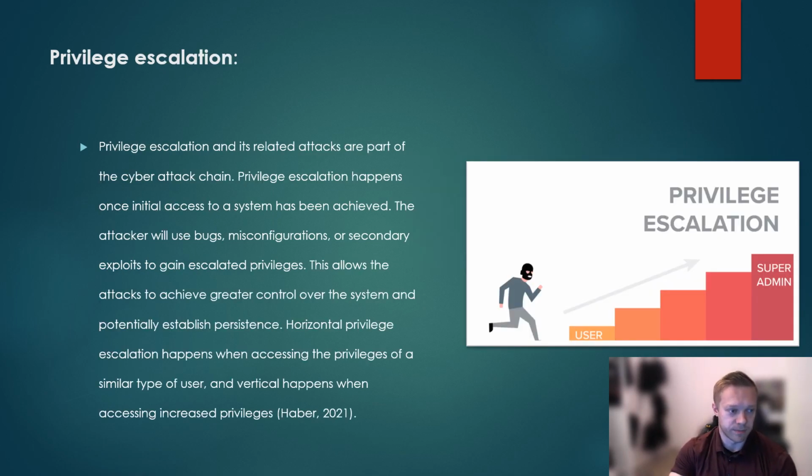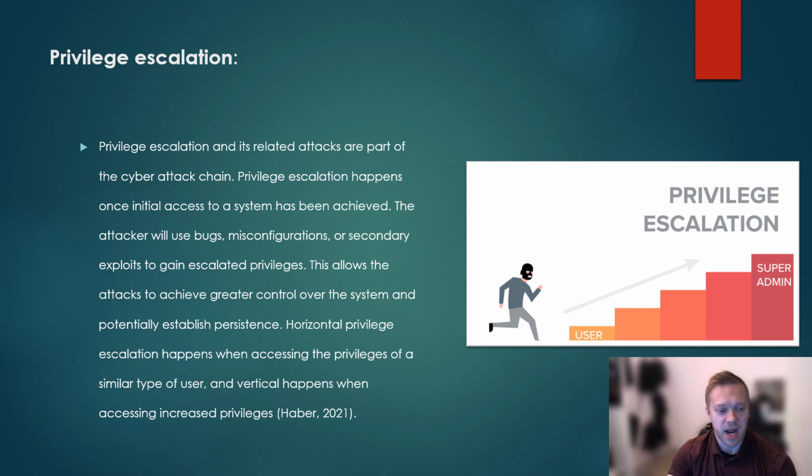Privilege escalation. Privilege escalation and its related attacks are part of a cybersecurity attack chain. Privilege escalation is seen after the initial access of a system. Once initial access to a system has been achieved, the attacker will then use bugs, misconfigurations, or secondary exploits to gain escalated privileges. This allows the attacker to achieve greater control over the system and potentially establish persistence.